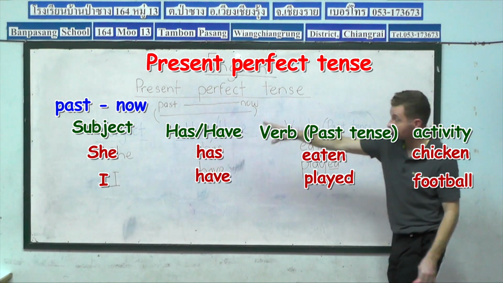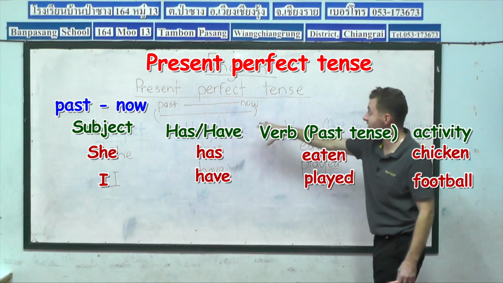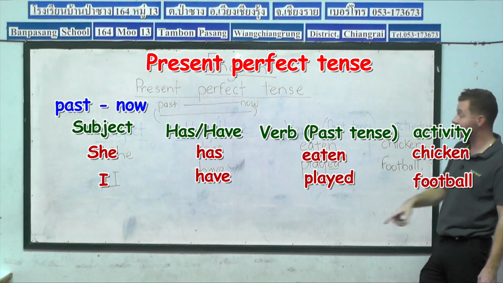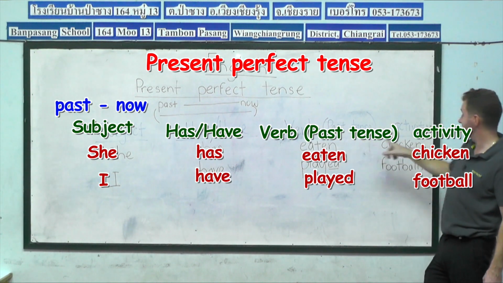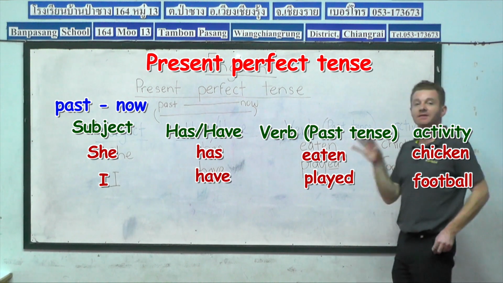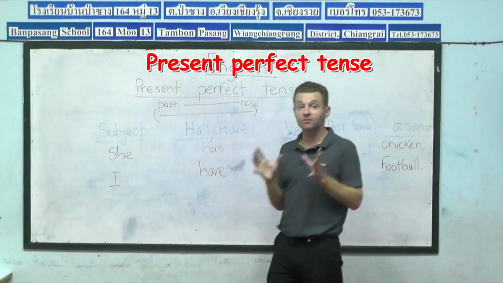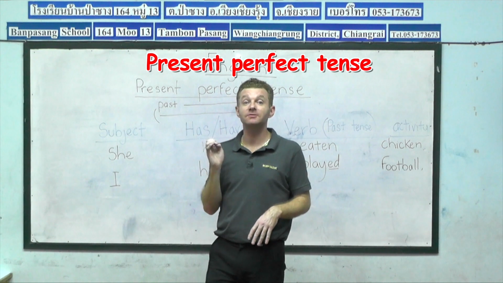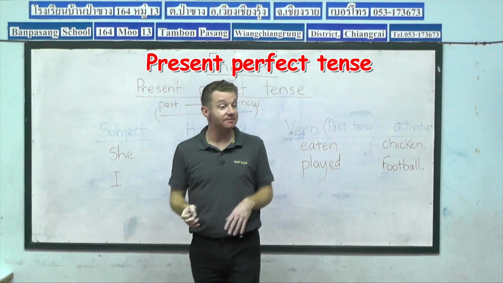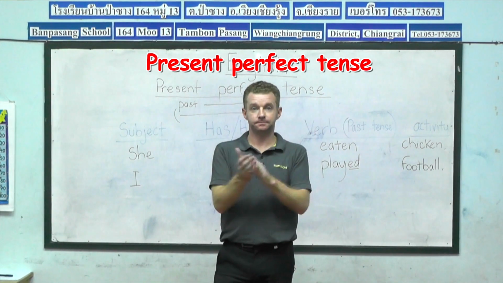So notice how the subject, then the word has, have, is followed by the verb in the past tense, and then the activity. This is how we talk about affirmative sentences in the present perfect tense. Guys, that was brilliant. Very well done.